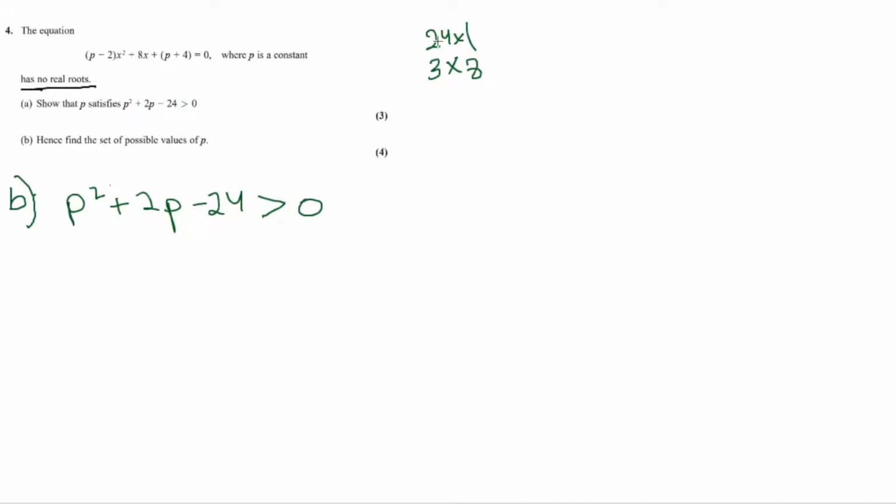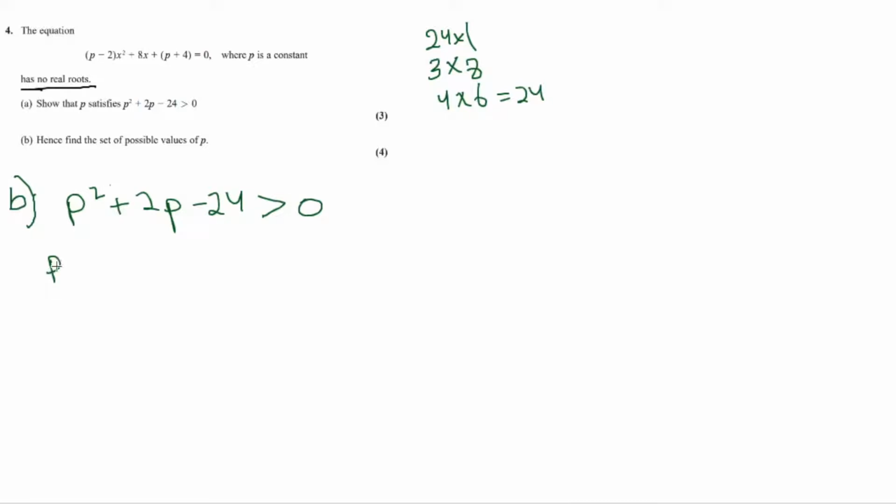If I try 24 as 4 times 6, yep, 4 times 6 is also 24. 4 and 6 are also factors of 24. And 6 minus 4 gives me 2. So these two I can use to factorize.